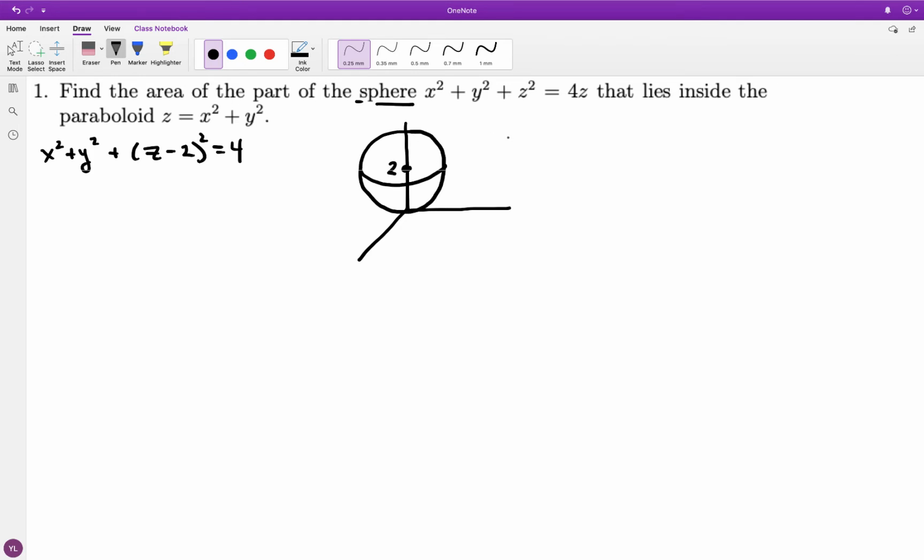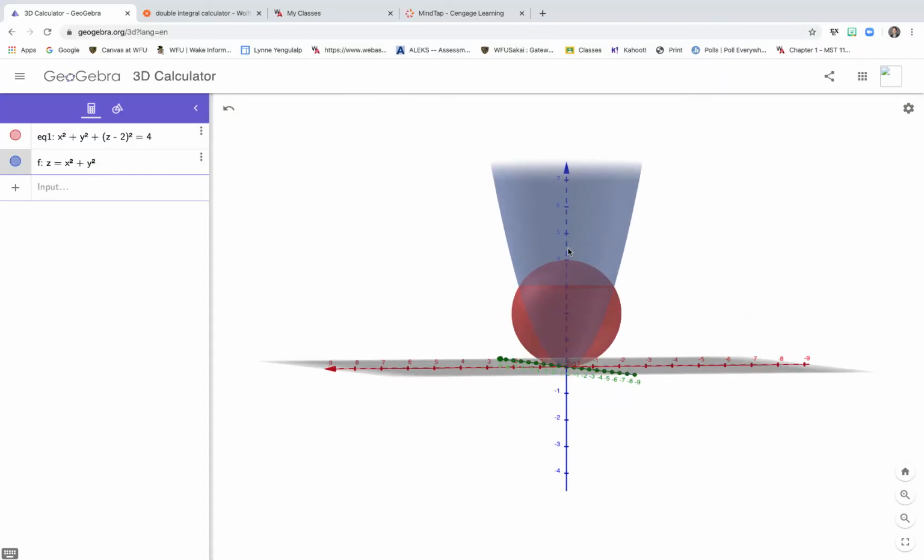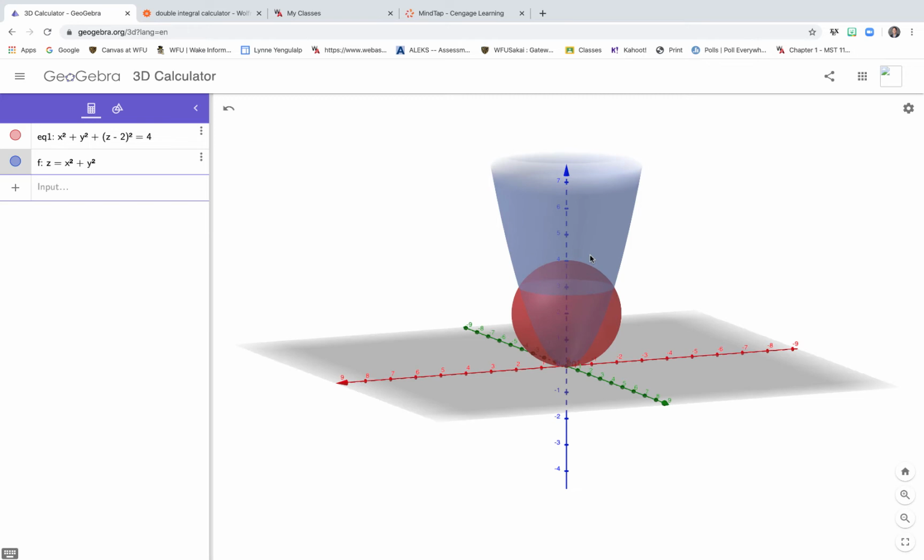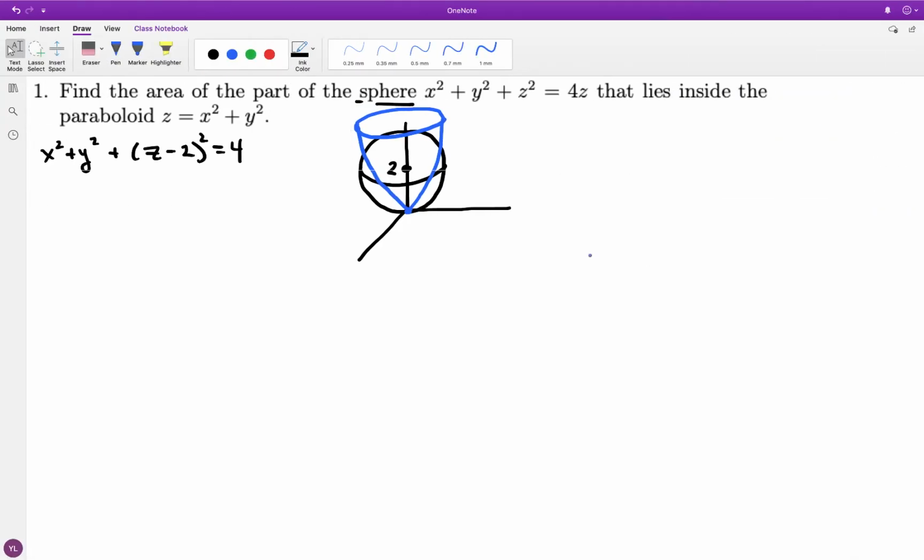So here's a drawing of the sphere, but I don't want the whole sphere. I just want the part that's lying inside of this paraboloid. So I'm getting my paraboloid drawn as well. I'm not entirely sure of the arrangement of these two things, so I'm going to pop over to GeoGebra and see, okay, that paraboloid cuts a cap off the sphere.